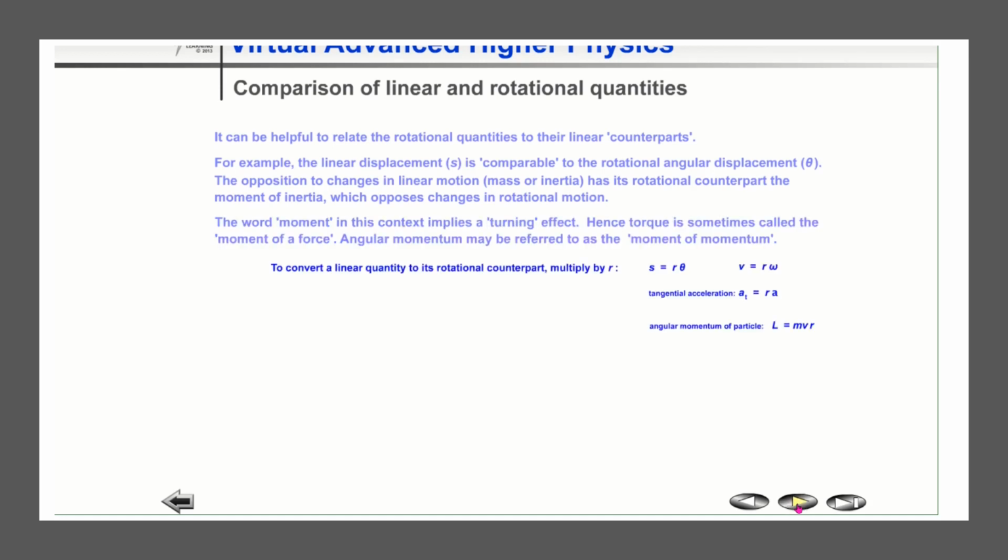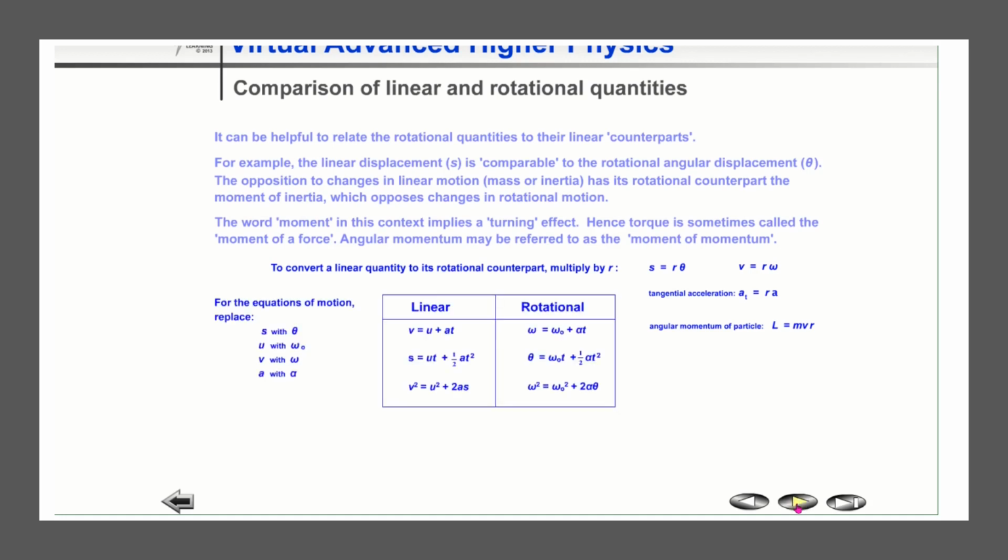So to convert a linear quantity to its rotational counterpart, you divide by r, which gives us, in linear, v squared equals u squared plus 2as, s equals ut plus half at squared, and v equals u plus at. Our rotational equivalents are omega squared equals omega naught squared plus 2 alpha theta, theta equals omega naught t plus half alpha t squared, and omega equals omega naught plus alpha t.